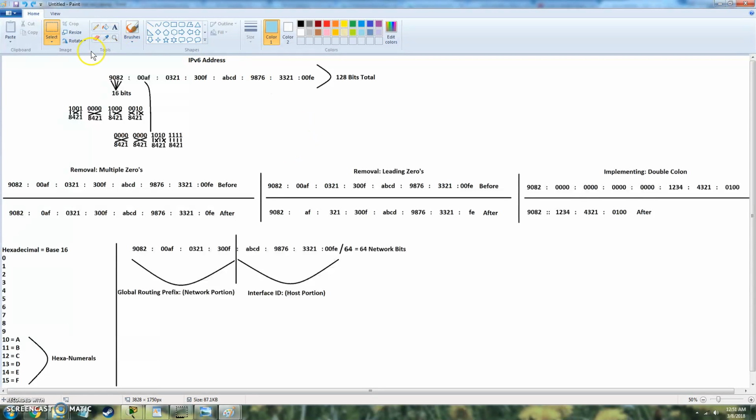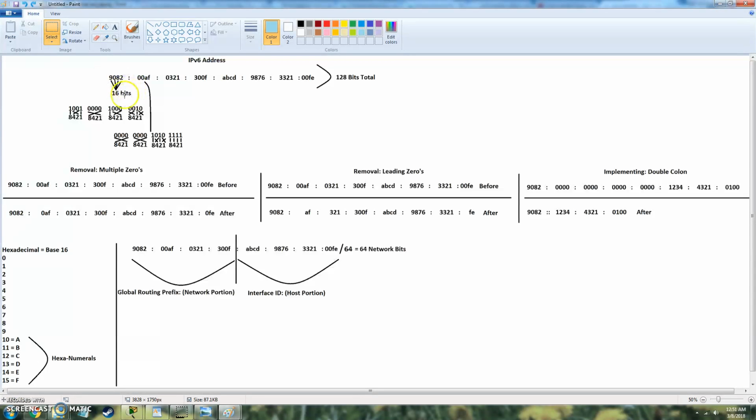IPv6 addresses have 8 octets, or hextets. Each octet has a base value of 16 bits. Each number or letter grouped together by 4 are valued at 4 bits each. So this 9082 octet, the 9 is worth 4, the 0 is worth 4, and so on, equaling 16 bits altogether.